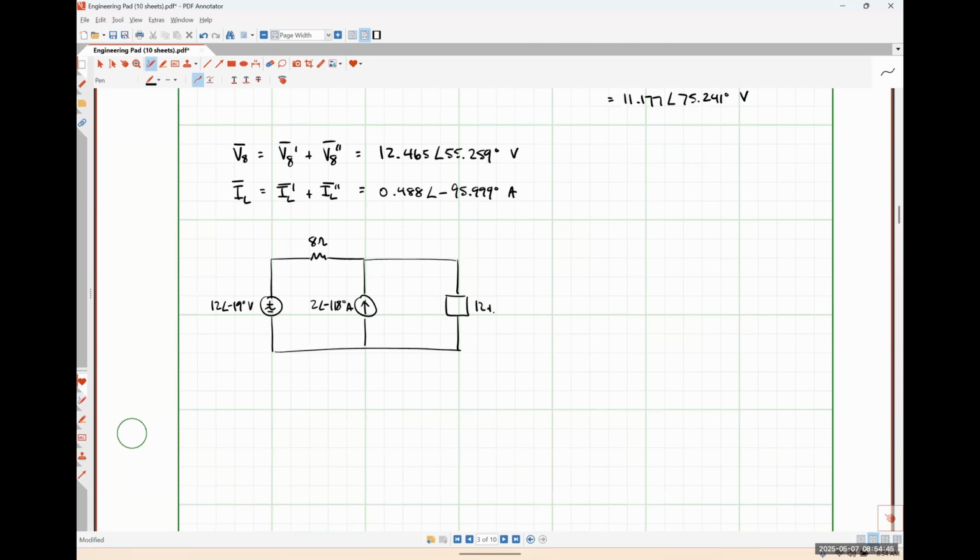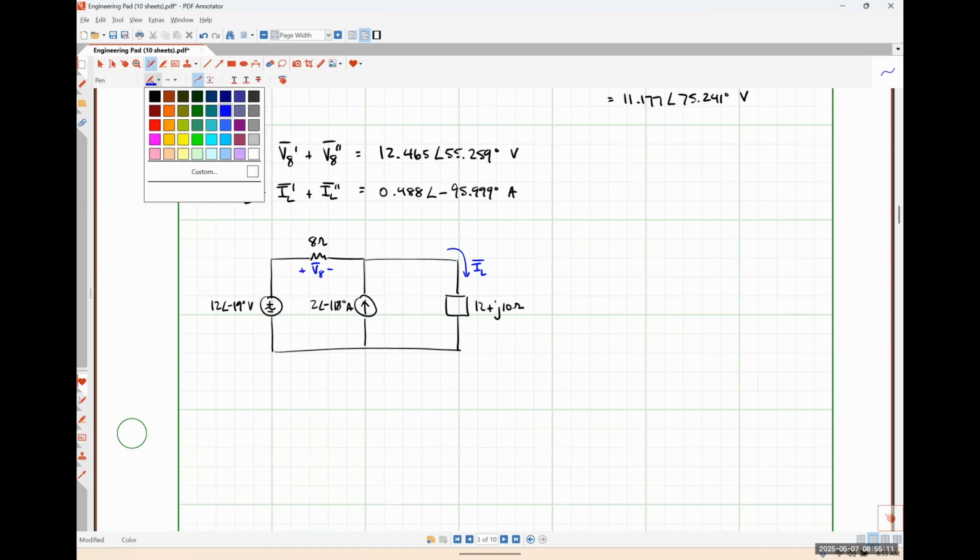And here's 12 plus J10 ohms. Let me give us the variables we're looking for. So here's V8 and here's IL. I think we can solve for both of these quantities very easily if we know what the voltage drop across these two terminals is.